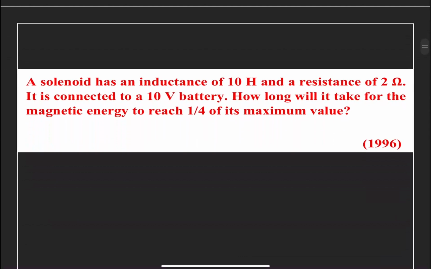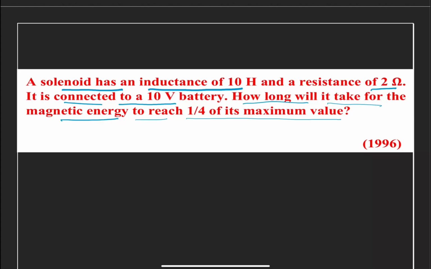Now in the next question, it is given that a solenoid has inductance of 10 Henry and a resistance of 2 ohm. It is connected to a 10 volt battery. How long will it take for the magnetic energy to reach 1/4 of the maximum value?